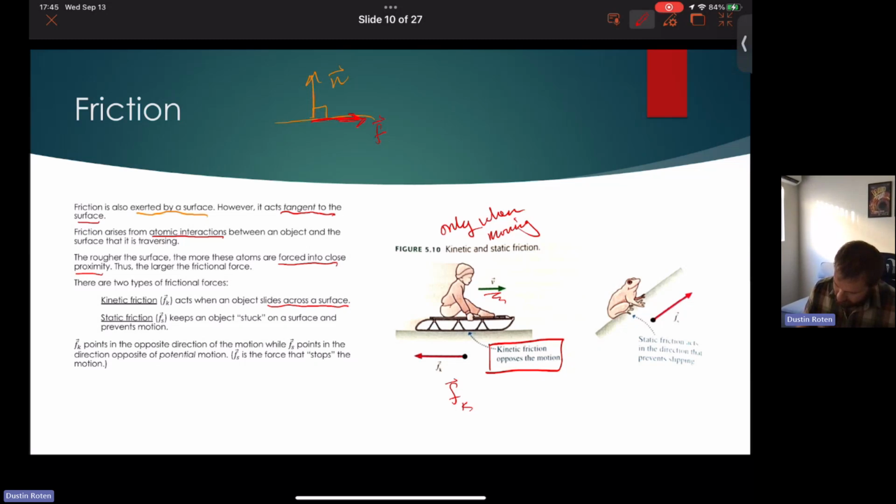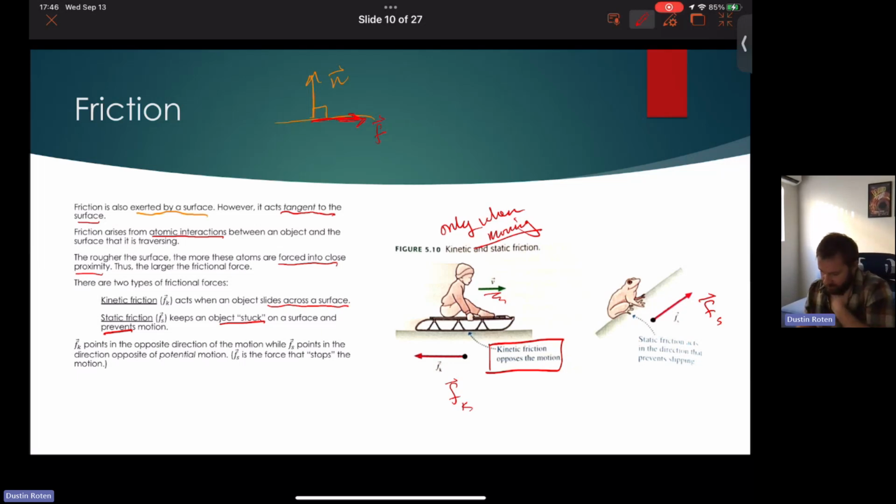Now the other one you may be able to guess is static friction. And static friction is the thing that keeps something stuck where it is. If you ever tried to push a refrigerator, well, it's really heavy. Those molecules are really being pushed together on the surface that's trying to push it across. So that friction, when it's not moving, but you're trying to get it to move, that non-moving friction is actually static friction. And that's essentially what keeps an object stuck on a surface, and this is the thing preventing motion. And we represent it with a lowercase f, sub s for static friction.